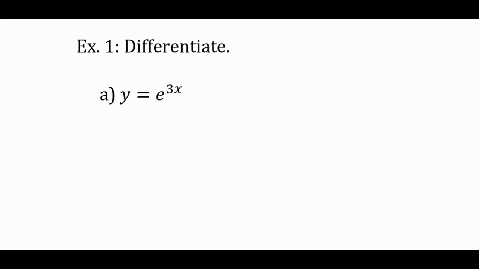So the y prime is e to the u times u prime. So e to the u is e to the 3x. Our u, in this case, is 3x. You can think about it like that, right? And then times u prime, what's the derivative of 3x? It's just 3. And we would probably write that as 3e to the 3x. So it's important to notice the derivative of e to the x is e to the x, but the derivative of e to the 3x isn't e to the 3x. It's 3e to the 3x.